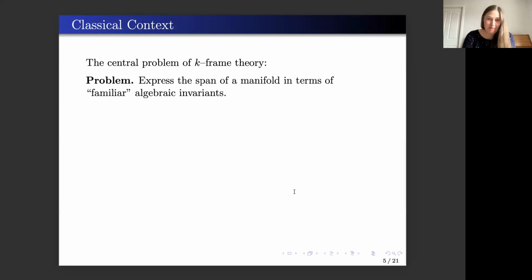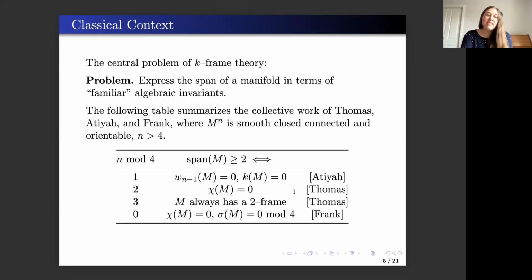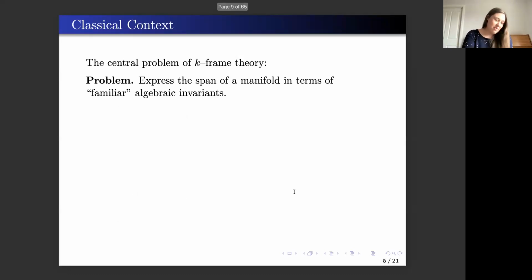The central problem of k-frame theory is to express the span of a manifold in terms of familiar algebraic invariants, whatever that means. The kinds of invariants are usually the dimension of the manifold or characteristic classes of the manifold, the Euler characteristic, things like this. Maybe here I'll just say before I move on that this problem has pretty much been solved for manifolds of dimension 7 and lower.